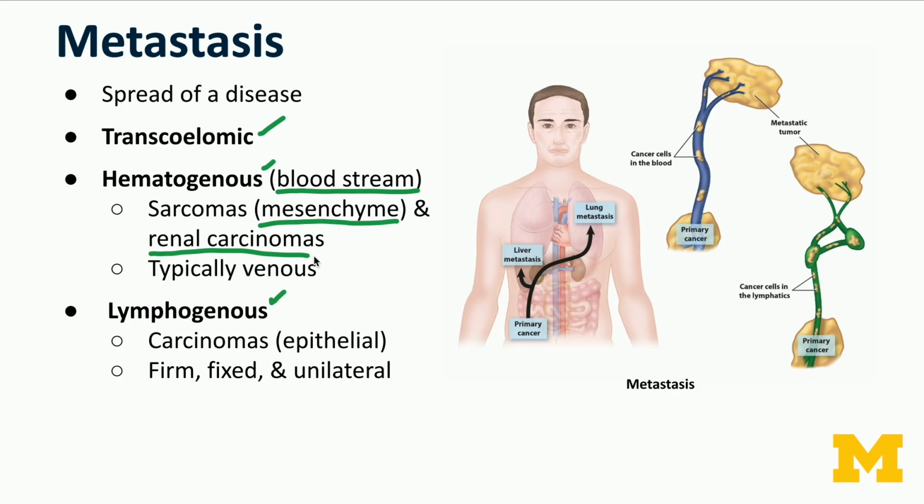Lymphogenous metastasis is through the lymphatic system. Generally, carcinomas, these are malignancies of epithelial tissues. So this is excepting renal carcinomas, but epithelial cancers or carcinomas will move through the lymphatic system. And when they encounter lymph nodes, generally something that is painless, firm, fixed, and unilateral, meaning on one side but not the other, gives us a clue that maybe we're dealing with a metastatic lymphadenopathy versus a more benign lymphadenopathy.